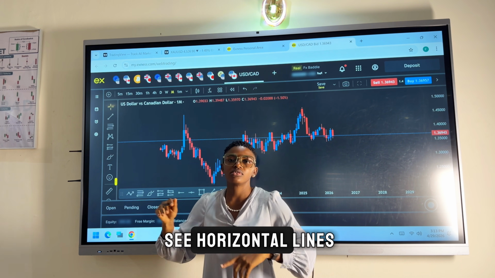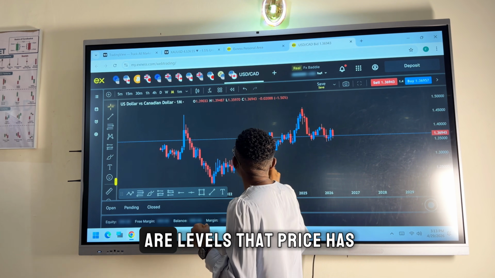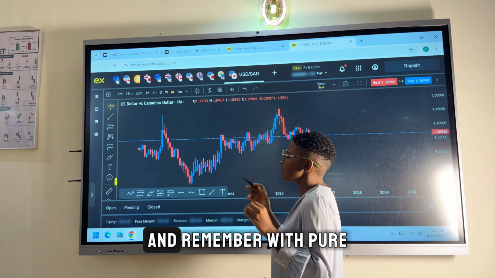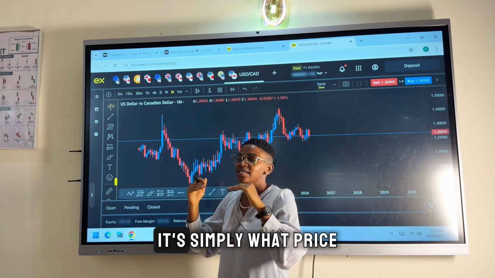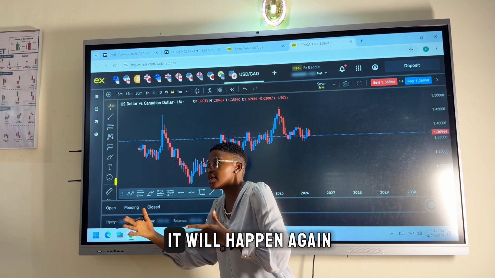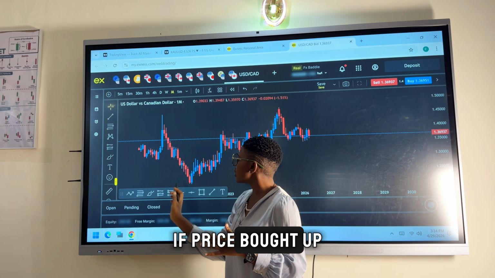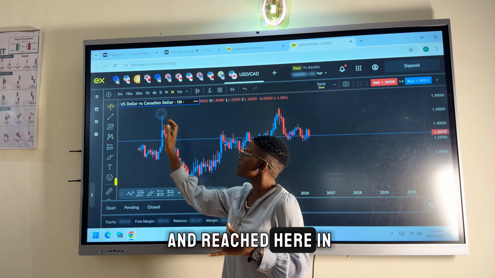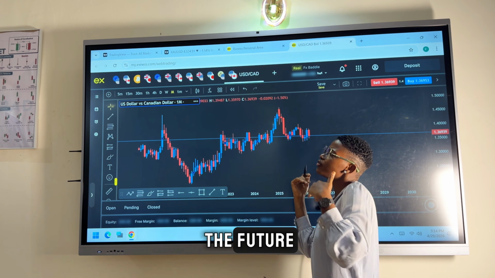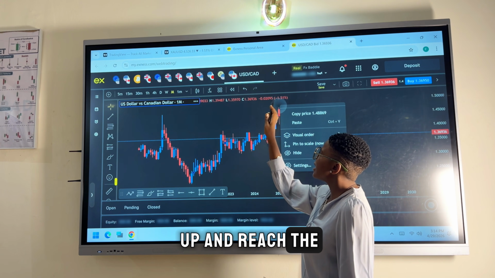You see horizontal lines, those are called key levels. Now these key levels are levels that price has respected more than one time. And remember, with pure price action, it's simply what price has done in the past. We are expecting that it will happen again in the future. If price pushed up and reached here in the past, we are expecting that maybe sometime in the future, price might still rise up and reach there.